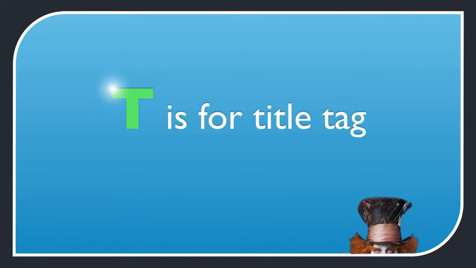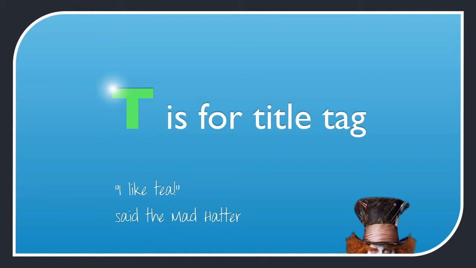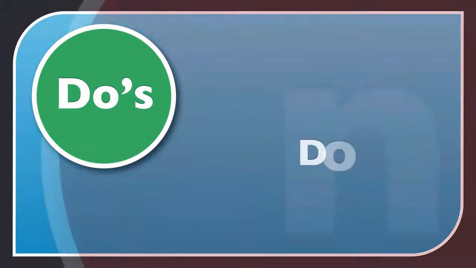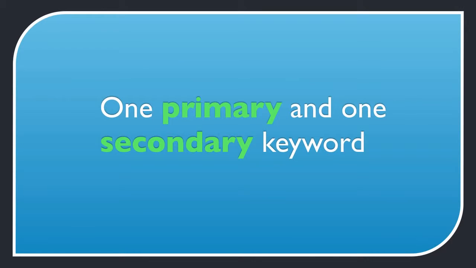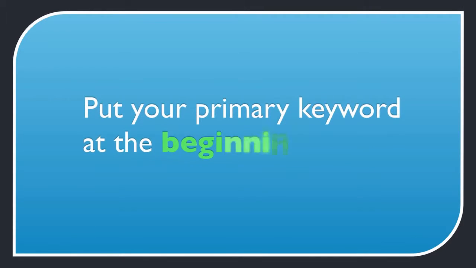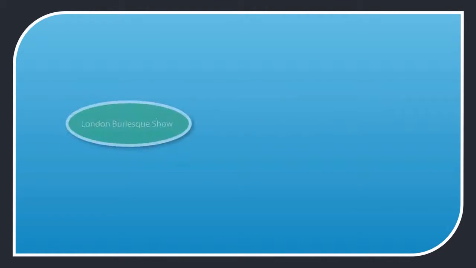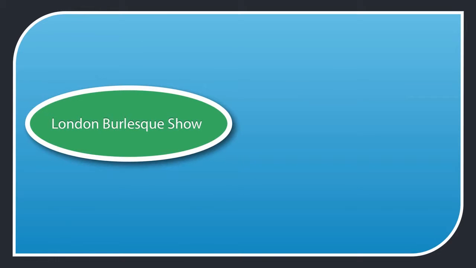T is for title tag. The title tag is one of the most important factors for ranking highly in the search engines because it tells Google what your page is about. Let's work through some do's and don'ts. Focus on a primary and a secondary keyword for your page. Put your primary keyword at the beginning, and if you can work it in, put your secondary keyword at the end too, but in a different way, like this.